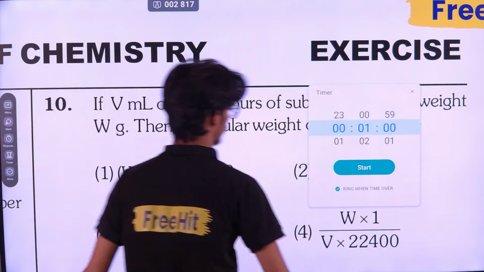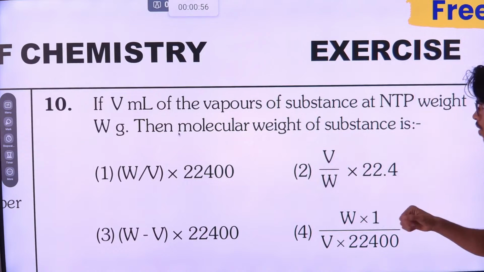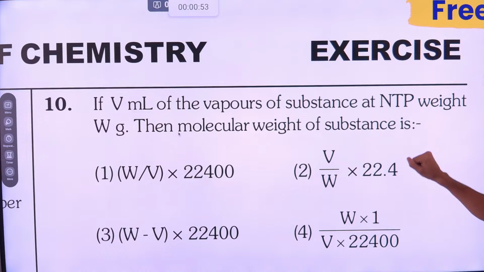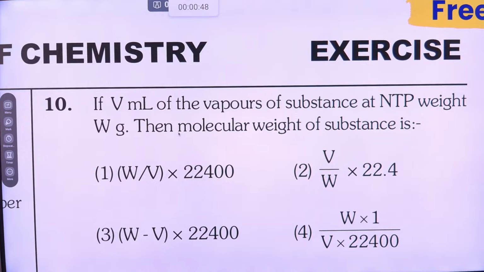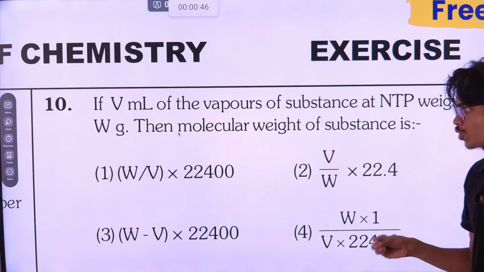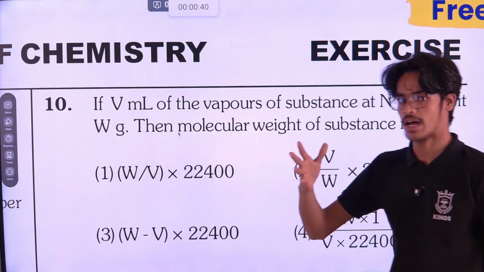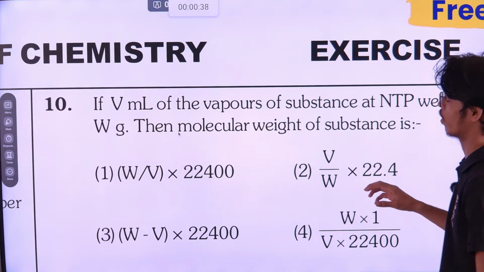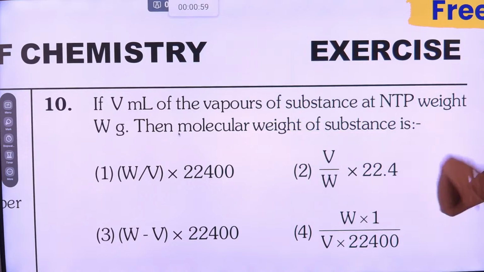Okay, so start. Now, if V milliliter of the vapors of a substance at NTP weighs 12 gram, then the molecular weight of the substance is how much? It is like the previous question which told us 2.24 liter of something weighs 4.4 gram. How did we find out the mass of 1 mole? You need to utilize the same approach. I'll reset it and start it again to give you 20 more seconds. Okay, 10th. Tell me the answer, guys.